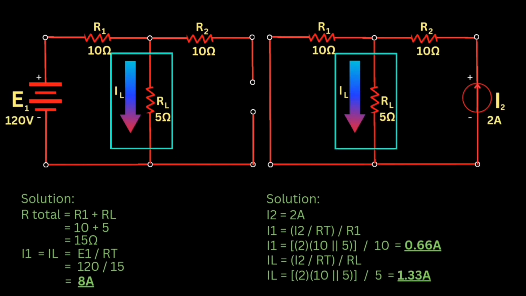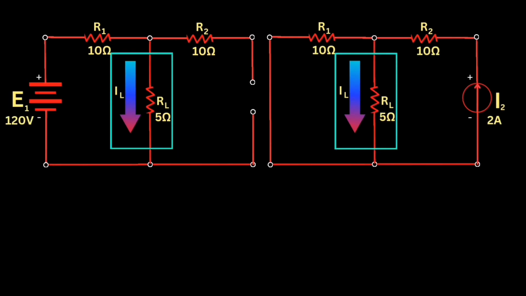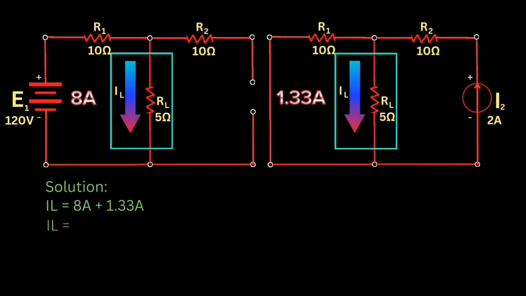So to solve for IL, compare the computed load current with respect to voltage and current source. And since they are in the same direction, they will just be added up. IL is equal to 8 amperes plus 1.33 amperes. IL is equal to 9.33 amperes.